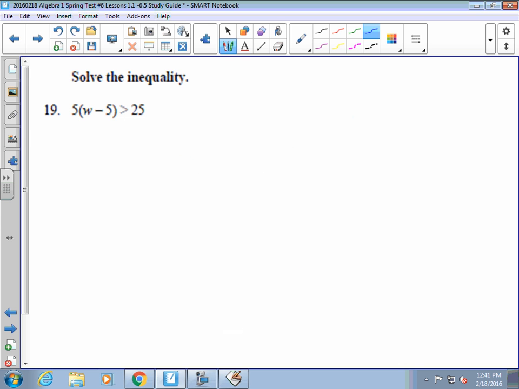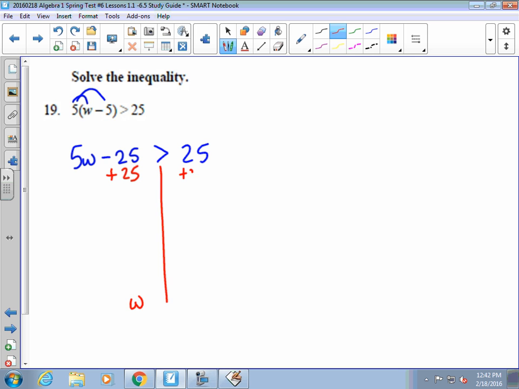Number 19 says to solve this inequality. 5 times w distribute is 5w, and 5 times negative 5, which is negative 25. That is greater than 25. So undo this now. We're still undoing our order of operations backwards. You want to get w by itself, so undo minus 25 by adding it to both sides. 25 plus 25 is 50. So you have 5w on the left, you have 50 on the right.